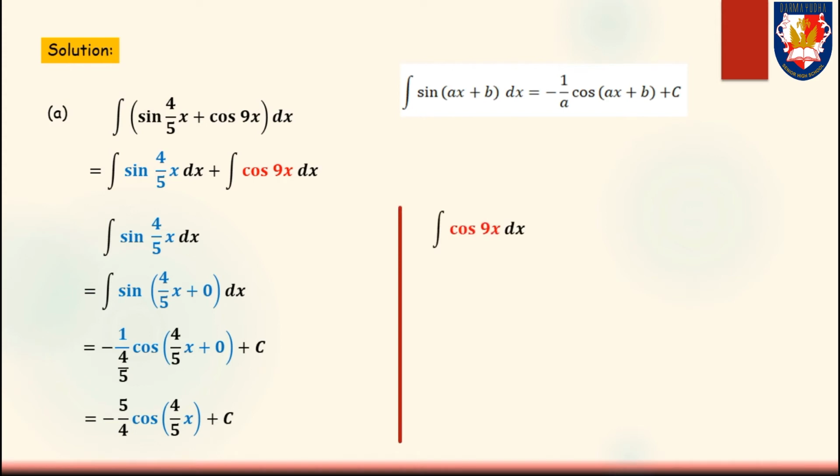The integral of cosine 9x dx equals the integral of cosine 9x plus 0 dx.